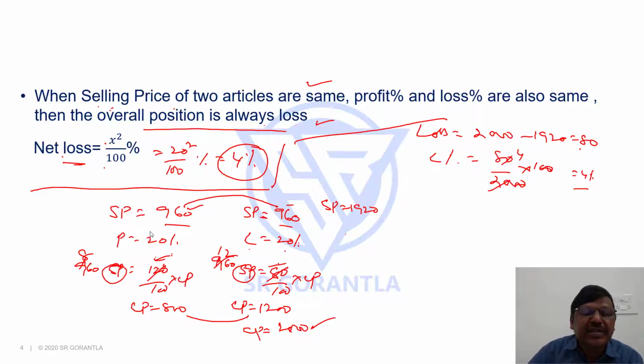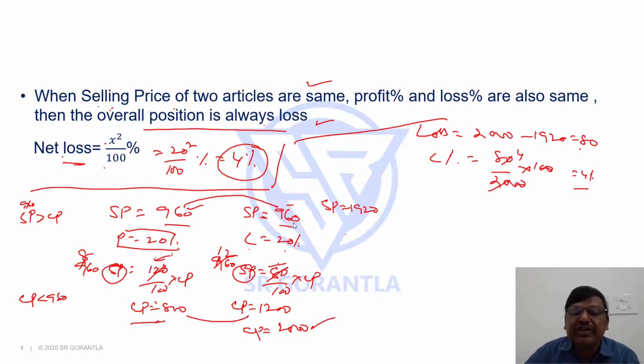If you see, when I say there is a profit, selling price more or cost price more? Selling price is more than cost price. If selling price is 960, which is more than cost price, your cost price is going to be less than 960. So your cost price is 800. Is it not less than 960? When there is a loss, cost price is more than selling price, right? Selling price is 960 means your cost price is more than 960. Yes or no? It's 1200. So the cost price here is more than 960.